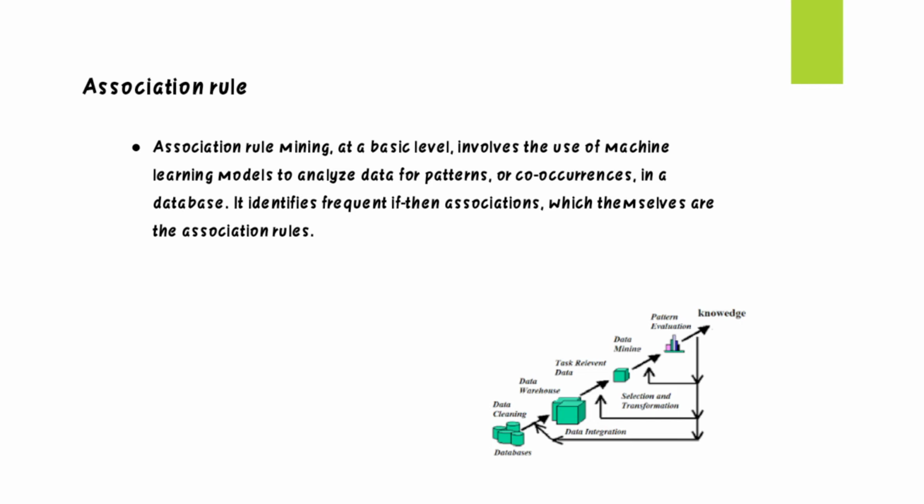Association rule. Association rule mining at a basic level involves the use of machine learning models to analyze data for patterns or co-occurrences in a database. It identifies frequent if-then associations, which themselves are the association rules.